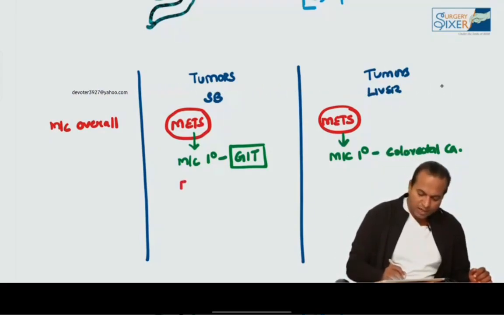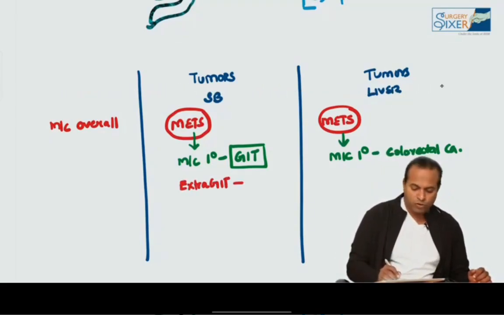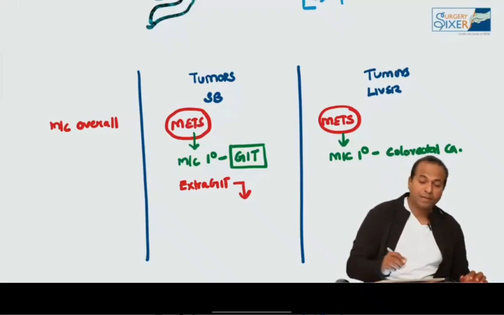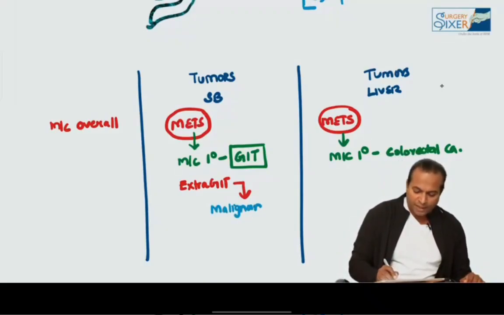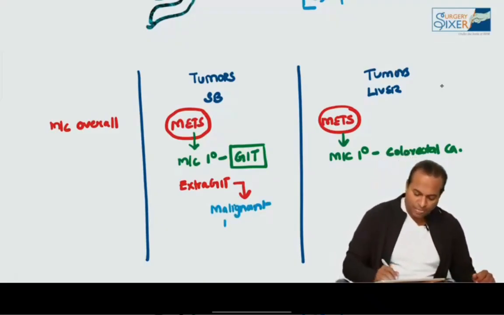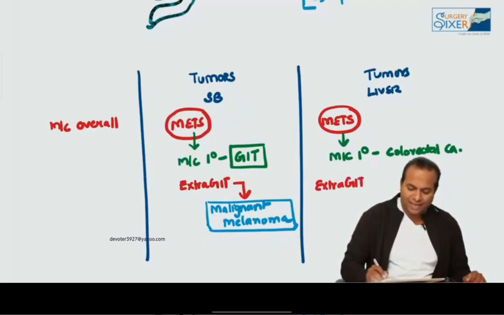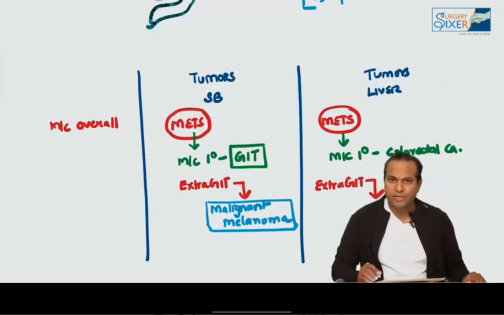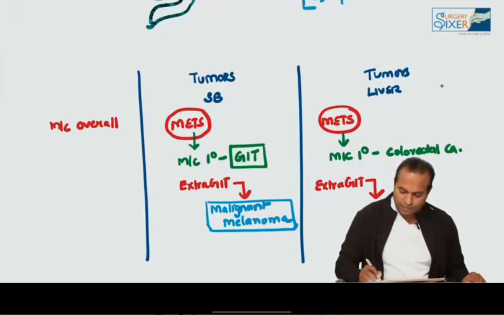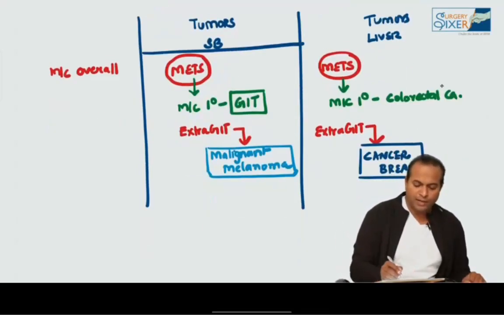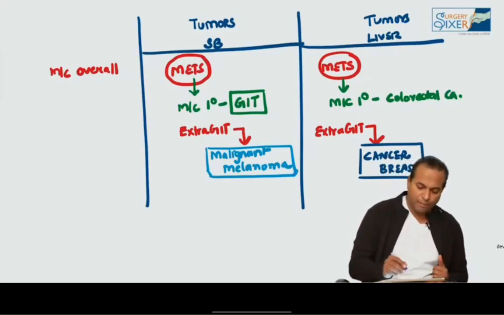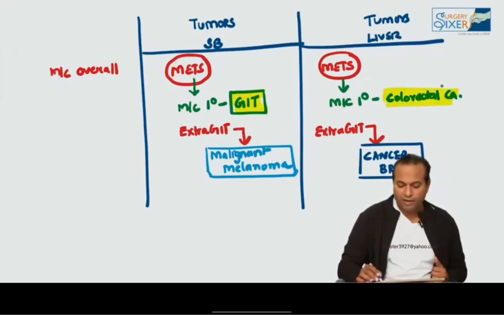Then extra GIT, or outside GIT, most common primary for small bowel METS, an interesting PG Chandigarh question, is malignant melanoma. Extra GIT, extra abdominal, is from malignant melanoma in small bowel. When you come to liver, extra GIT primary is commonly from, yes, you will know that, cancer breast. Please don't forget that. So comparing tumors of small bowel and liver: most common primary is GIT for small bowel, colorectal for liver. And extra GIT is malignant melanoma for small bowel and cancer breast for liver.